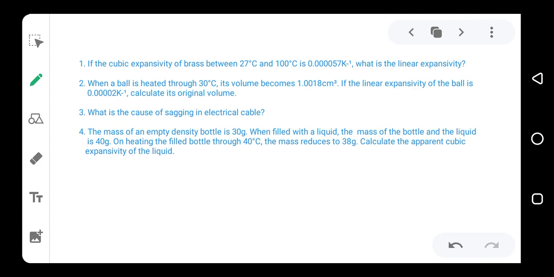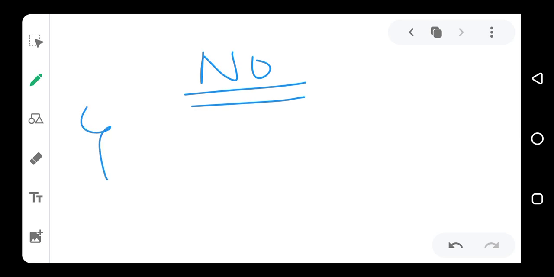We have our cubic expansivity and we are looking for linear expansivity. So what we do is that we create a relationship between the cubic expansivity and linear expansivity. And we know the relationship as, for number 1, the relationship between cubic expansivity given to us and linear expansivity, we have that gamma is equal to 3 alpha.